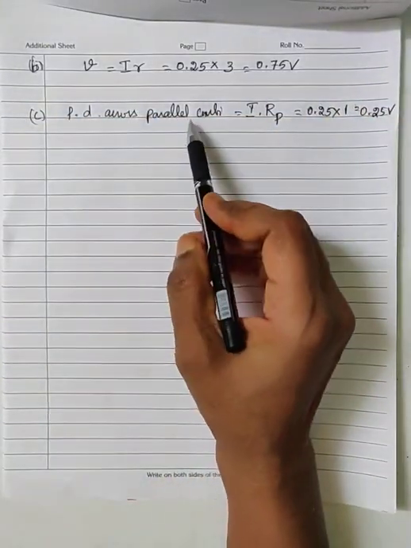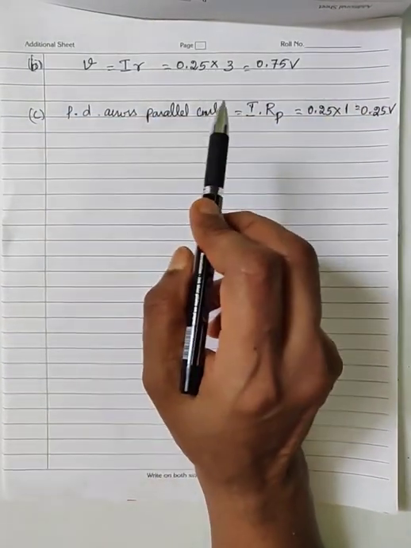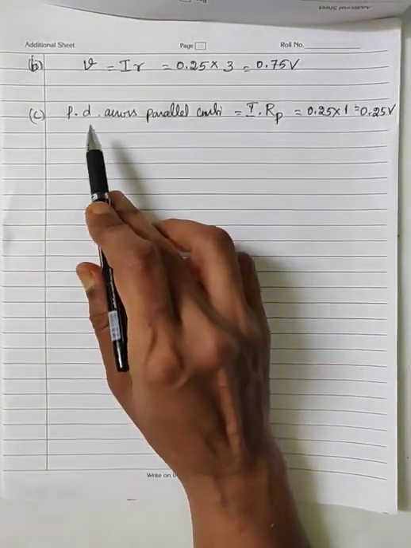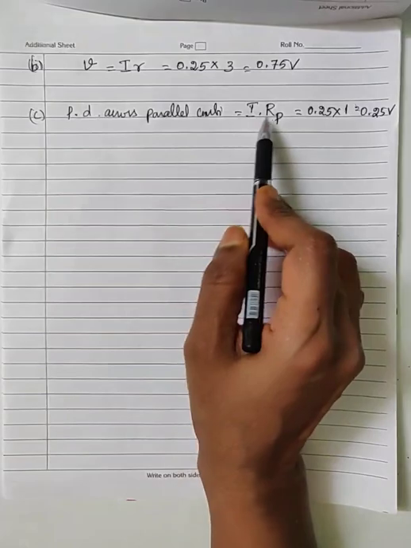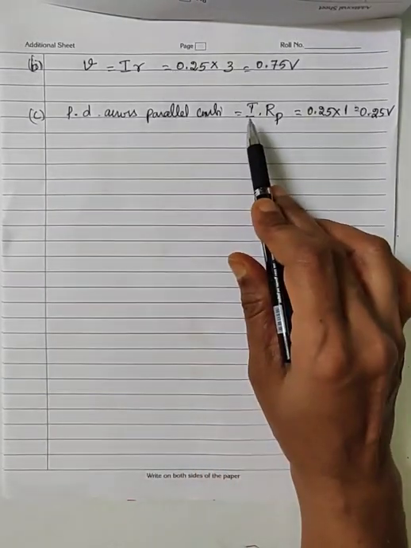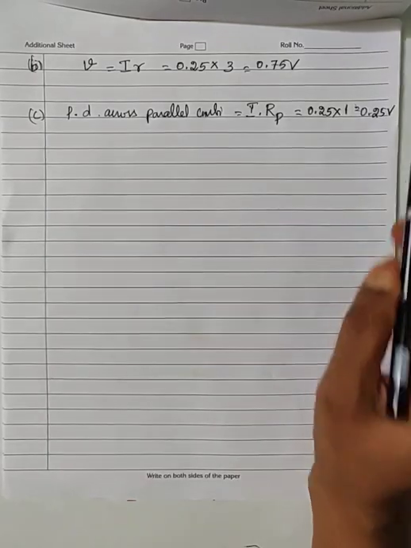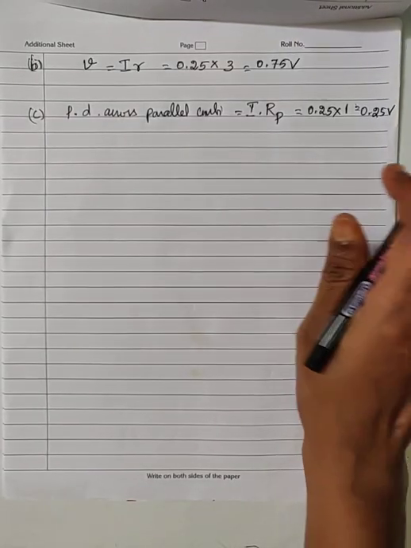So potential difference across the parallel combination, because the two resistors R ohm and 2 ohm are connected in parallel. So potential difference across the parallel combination is equal to I into Rp, where I represents the current drawn from the cell, into Rp is equal to 1, which is equal to 0.25 volt.